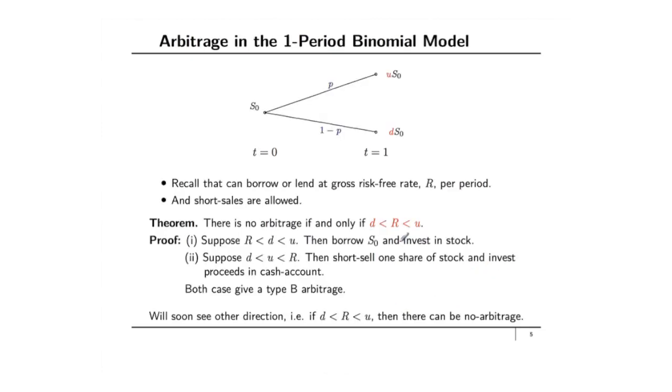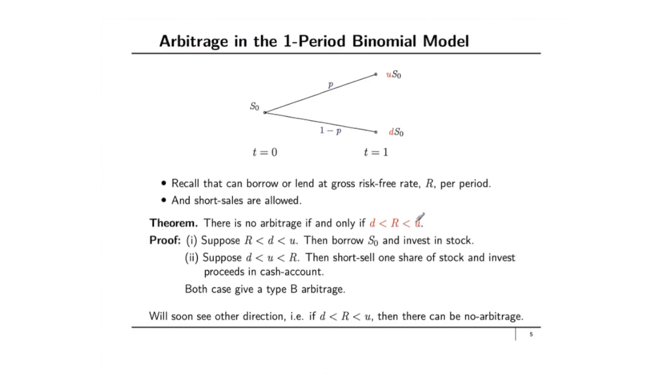Now, let's return to our one-period binomial model and discuss what conditions must hold in order to have no arbitrage in the model. Recall that we can borrow or lend at the gross risk-free rate of R per period. We're also assuming that short sales are allowed. So we have the following theorem. The theorem states that there is no arbitrage if and only if D is less than the gross risk-free rate, which in turn is less than U. So let's see how we might prove this.